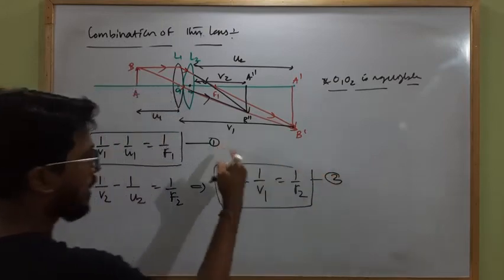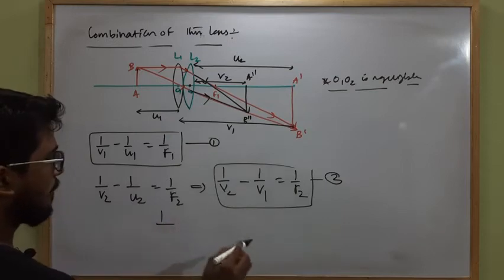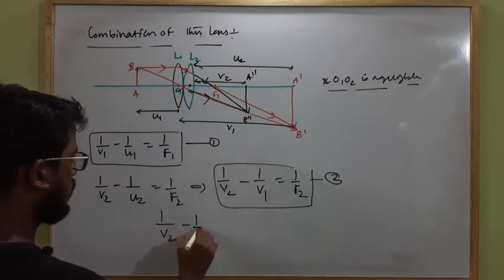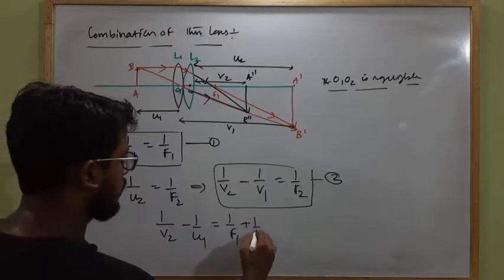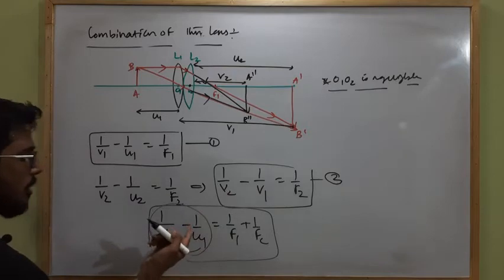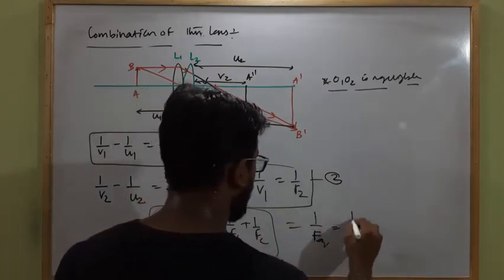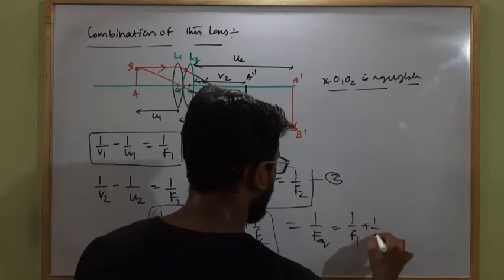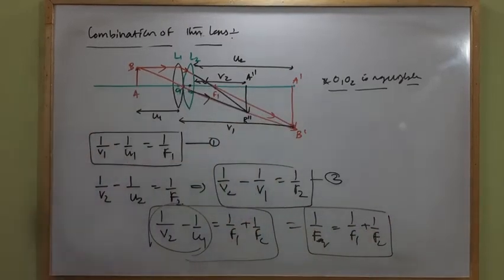Now adding equation 1 and 2, we will get what? 1 by V2 minus 1 by U1 equal to 1 by F1 plus 1 by F2. So this 1 by V2 minus 1 by U1 will be what? 1 by F equivalent of the lens, which is equal to 1 by F1 plus 1 by F2. So this is the equivalent focal length of a combination of two lenses.